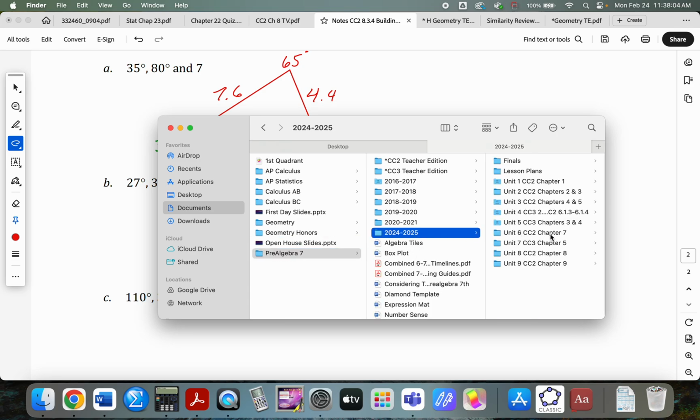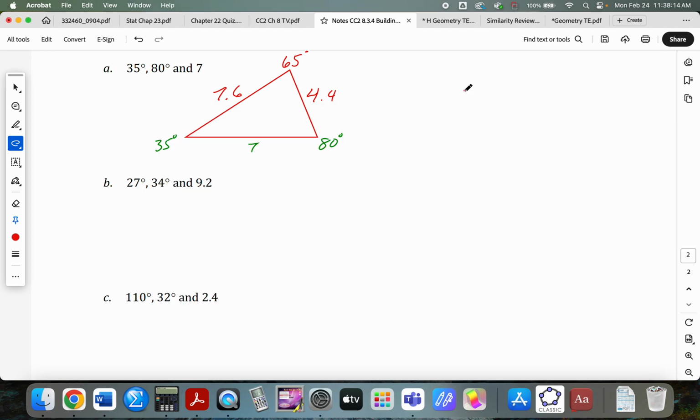What if it's not the in-between angle? Or what if it's not the side in between the two angles? Well, actually, let's do that first. What if you had instead, I gave you this angle was 65, this angle was 80, and this side was 7? Would it still work out? No. Why not? Because you don't know the distance between the first two angles.